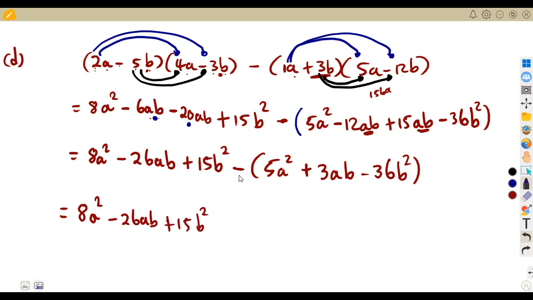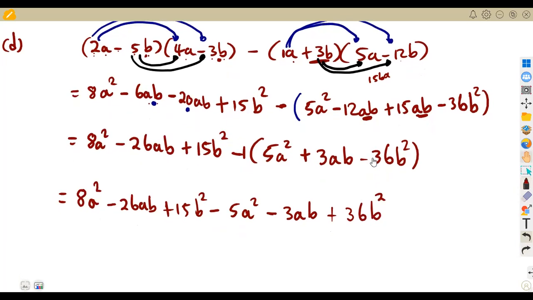So the minus here is going to multiply everything in this bracket. Every term is going to be affected by a minus. Remember, this simply means we've got minus 1. So it's minus 1 times 5a squared, which is minus 5a squared. Minus 1 and plus the minus there, so we are simply changing the positive to negative. So it's minus 3ab. Then we've got minus and a minus there, which is going to be a positive. So we have a positive 36b squared.